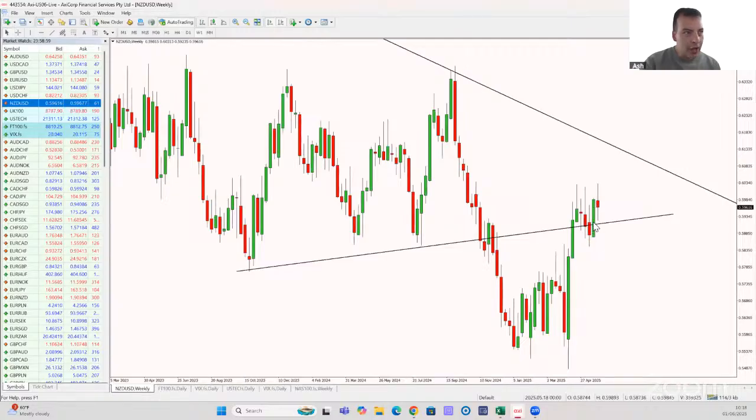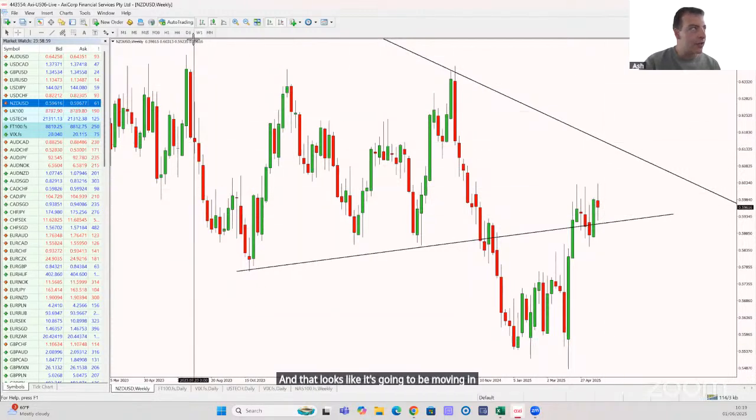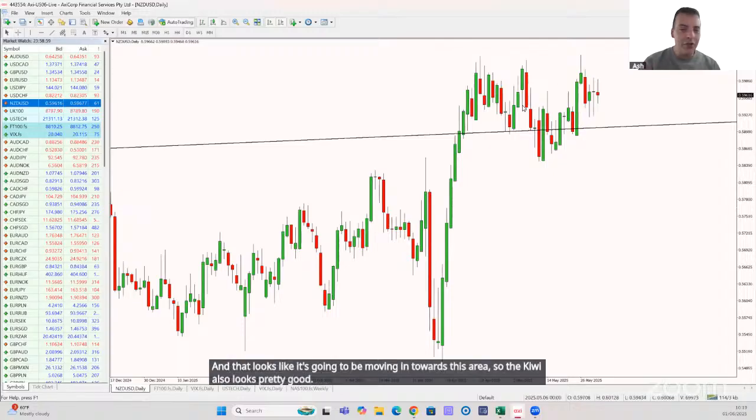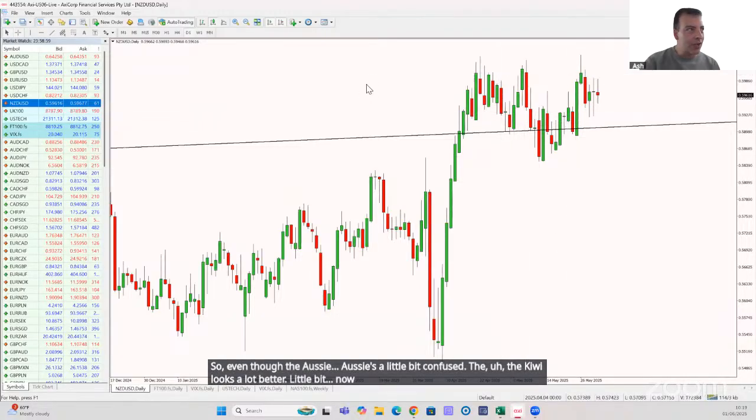Looks pretty good. So the previous week's bar was strong, and that looks like it's going to be moving in towards this area. So the Kiwi also looks pretty good. So even though the Aussie's a little bit confused, the Kiwi looks a lot better. There's a tight trading range here, so you'd have to be very careful.